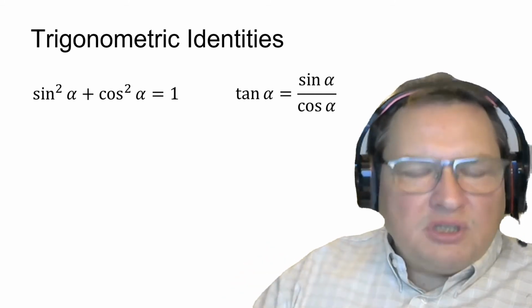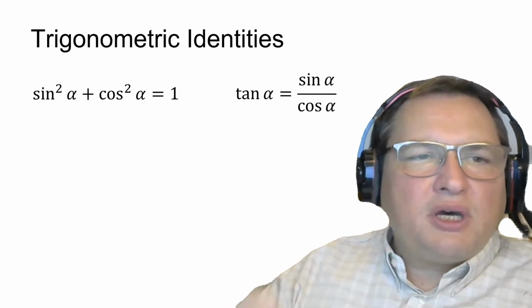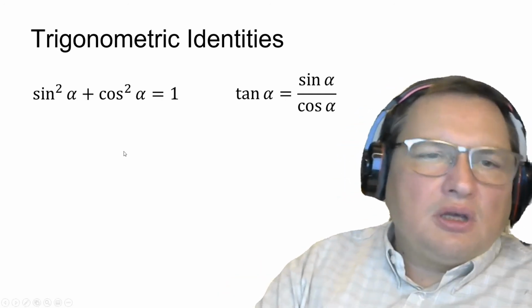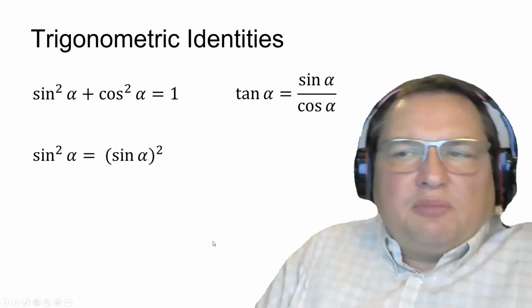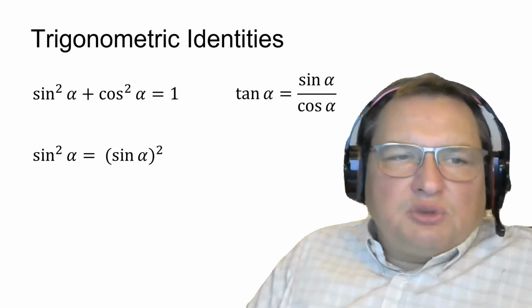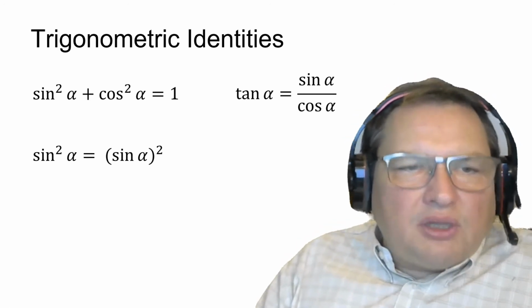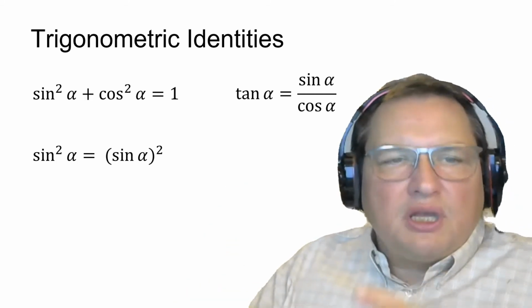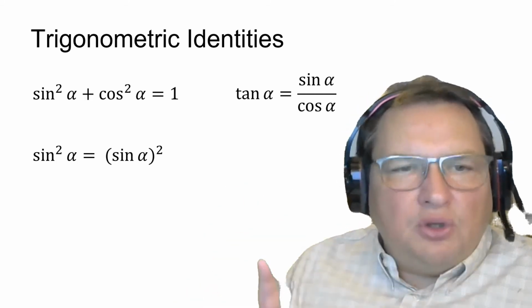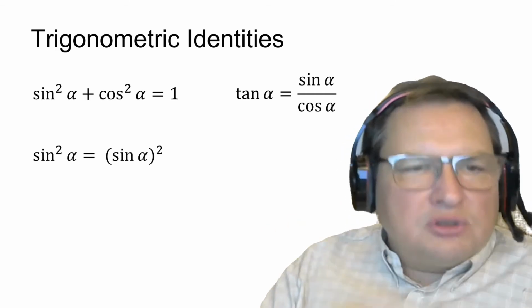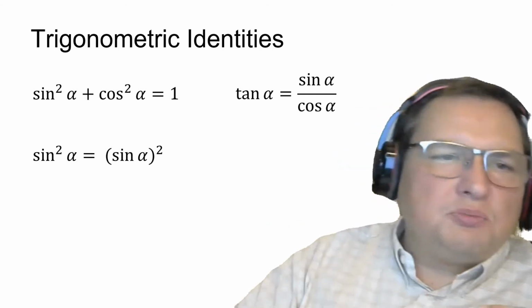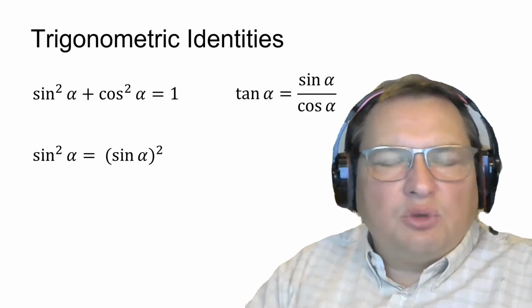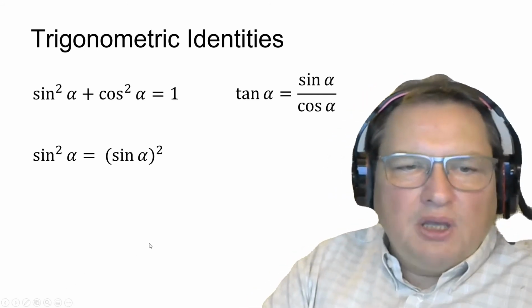One thing: this notation, sine squared alpha, may be a bit confusing, but this is how mathematicians made this notation. Sine squared alpha means the same thing as sine alpha squared. So this is the square of the value of the sine, not some kind of strange squared function. So if you know what's behind this notation, it's quite easy.